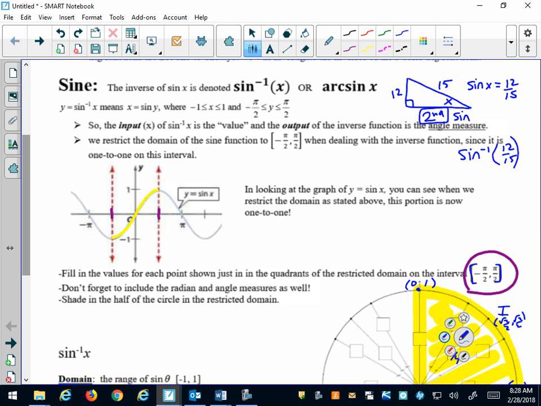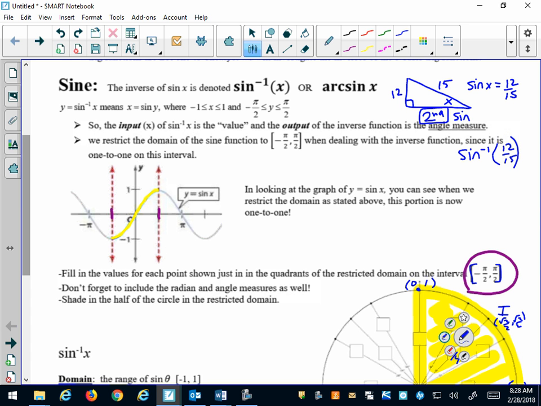So, that's exactly what we're doing now with the unit circle. The inverse is basically saying, at what angle is the sine this value? So with inverses, you're solving for the angle measure, either in radians or degrees. You're given the value of the sine or the cosine or the tangent or the cosecant, whatever, and you're asked to find the angle measure.